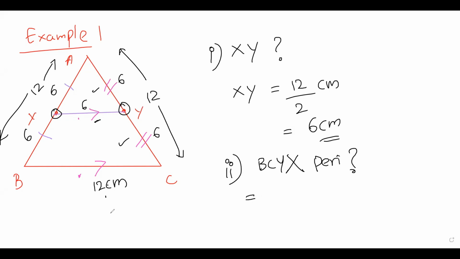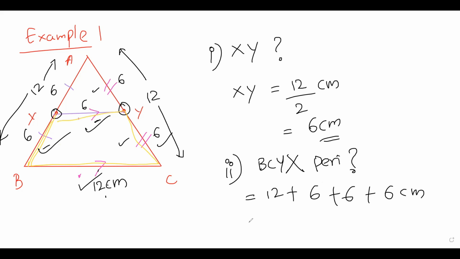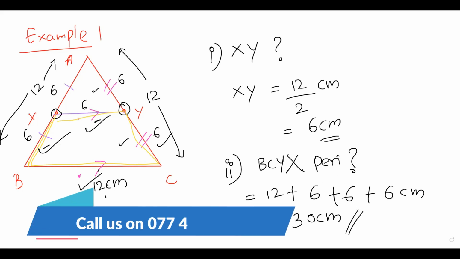BCYX means this part, you can see it clearly. So BC is 12, plus this one 12, plus this one 6, plus this one 6. You can add them together: 12, 24, 30 centimeters. All together the perimeter of BCYX equals 30 centimeters. You can write it like this. Write it down.